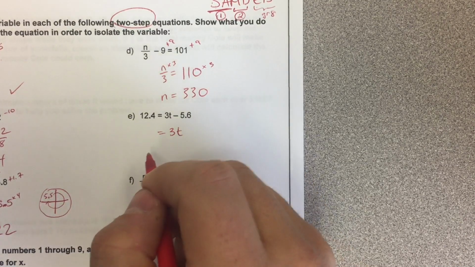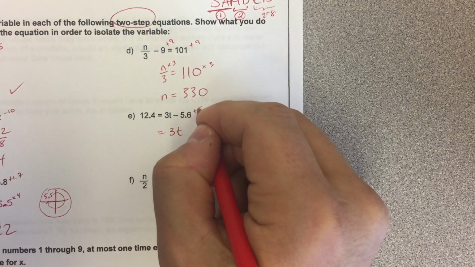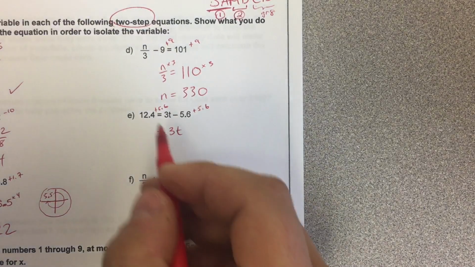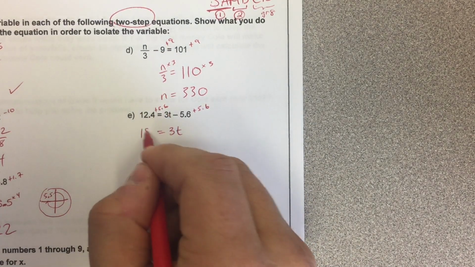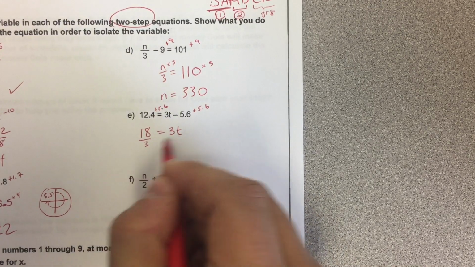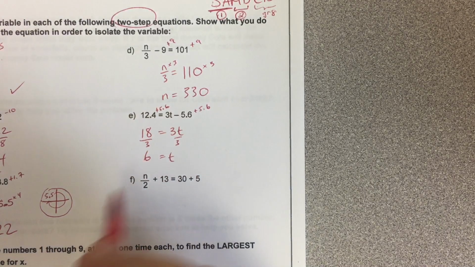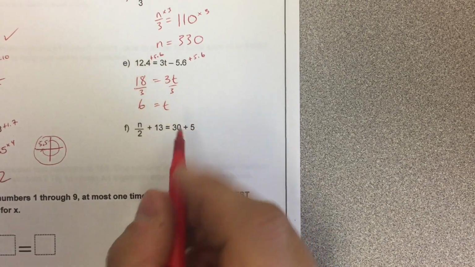In this case here, t's over here, so I want all the variables on one side. It doesn't matter if it's the right side or the left side, so I'm just going to make sure that all the variables are on the right side. And I'm going to add 5.6 to both sides in order to make that happen. So 12.4 plus 5.6 is going to be 18. And then if I divide both sides by 3, I'm left with t by itself on this side and 6. So t equals 6.